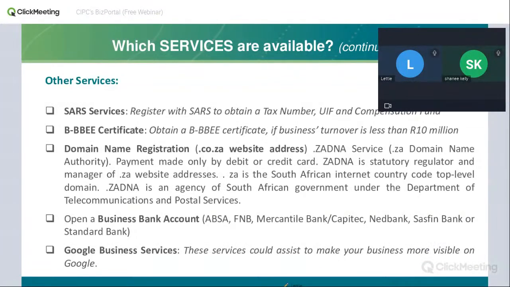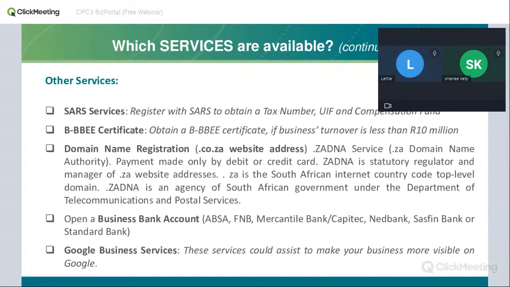ZADNA services, that's the domain name authority. Payments can be made to them only by debit and credit card. ZADNA is a statutory regulator and manager of the .za website address. .za is the South African Internet country code top-level domain. .za is an agency of the South African government under the Department of Telecommunications and Postal Services.